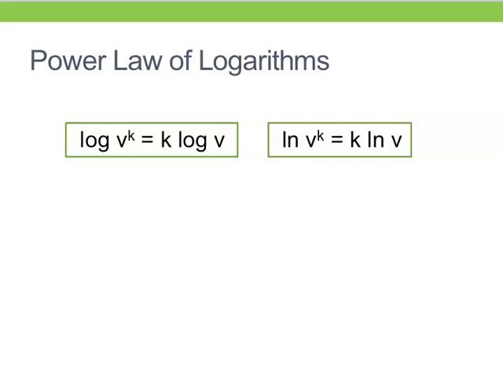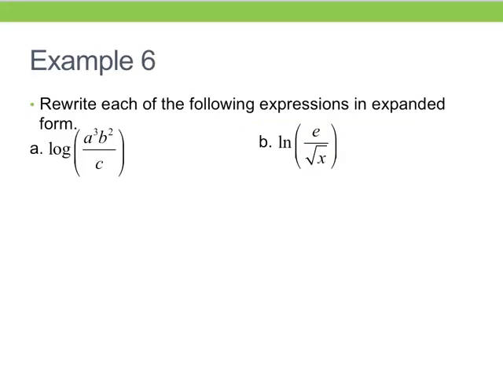Okay, so now let's do some examples where we are going to use all these different laws that we just learned in one problem. So rewrite each of the following expressions in expanded form. So again, I'm going to use the strategy of using the quotient law first, just to get rid of the fraction. So using the quotient law, we have log of a cubed b squared minus log of c.